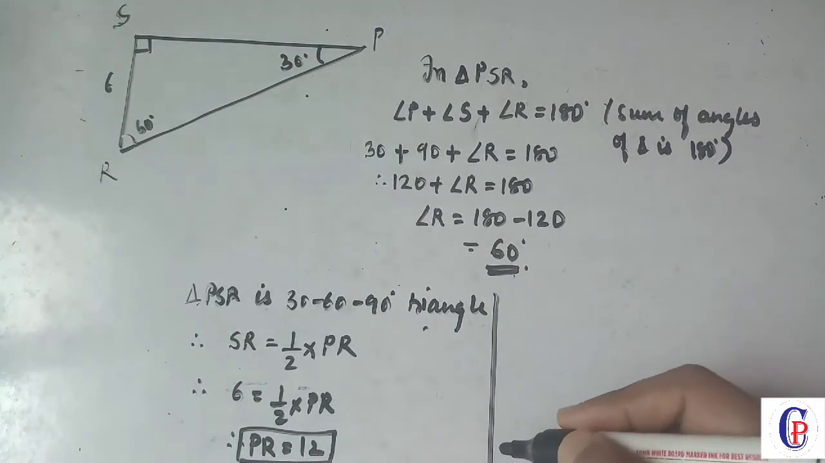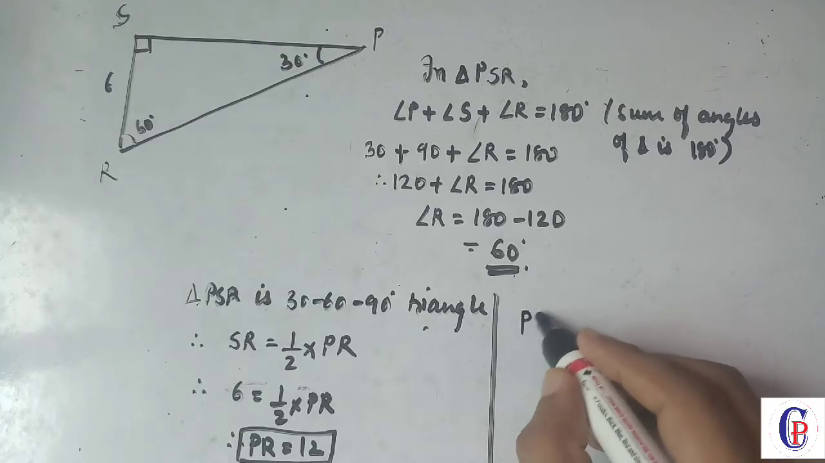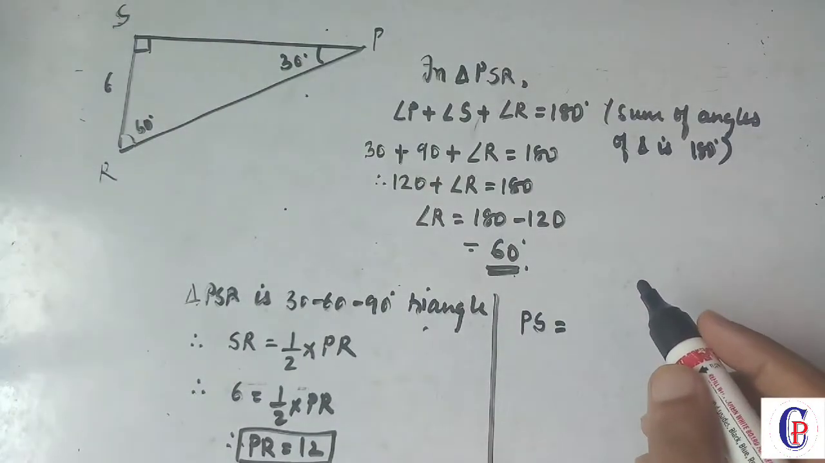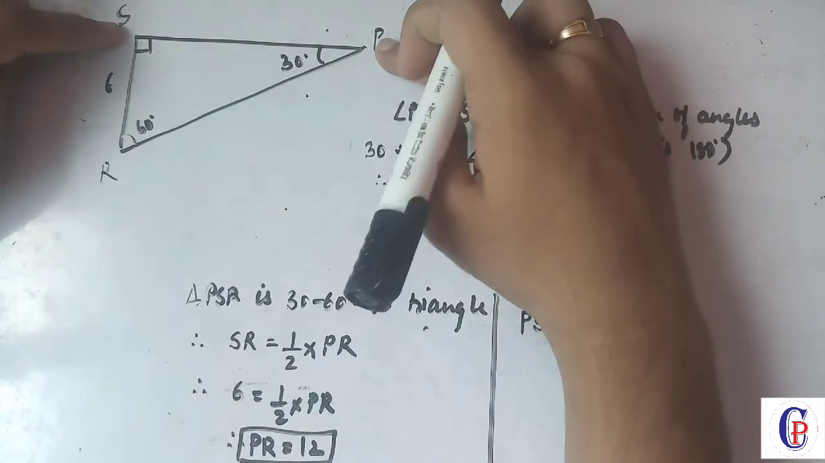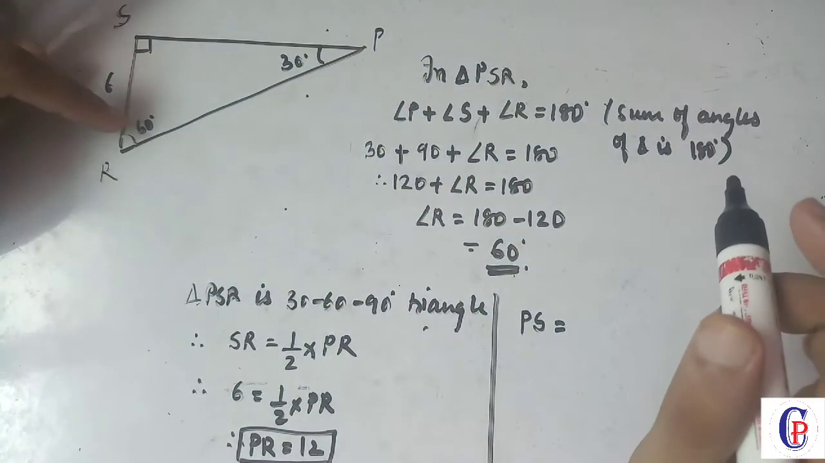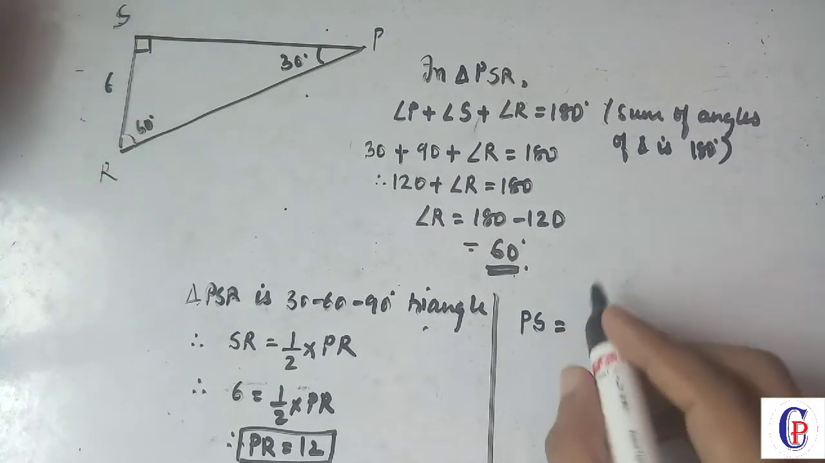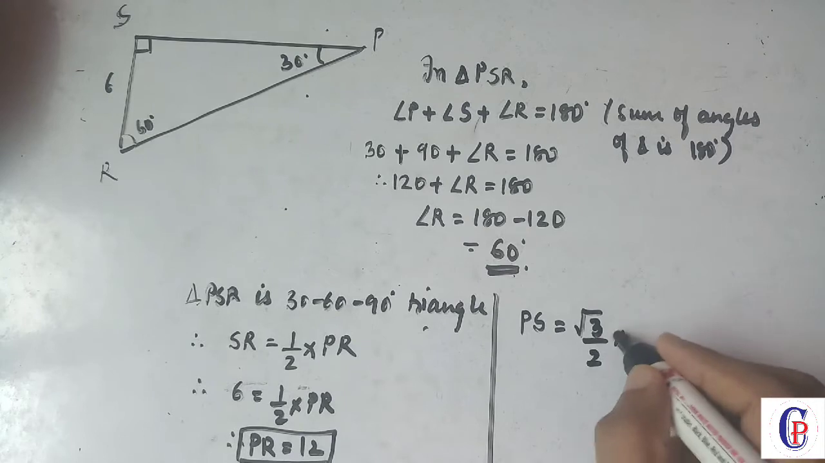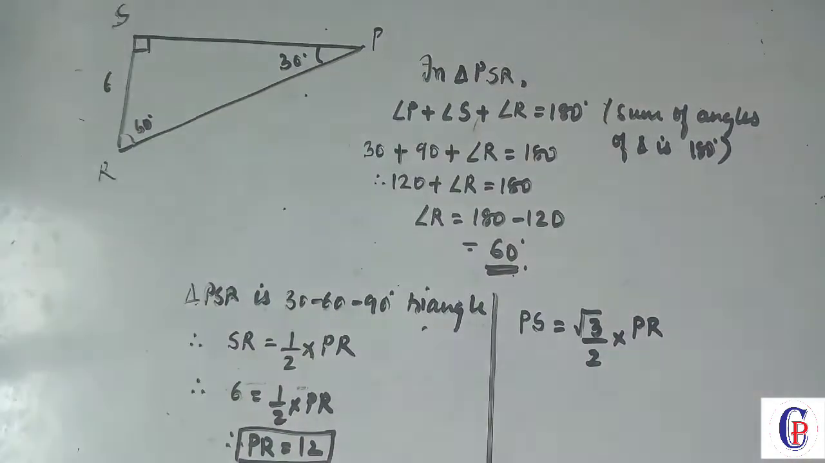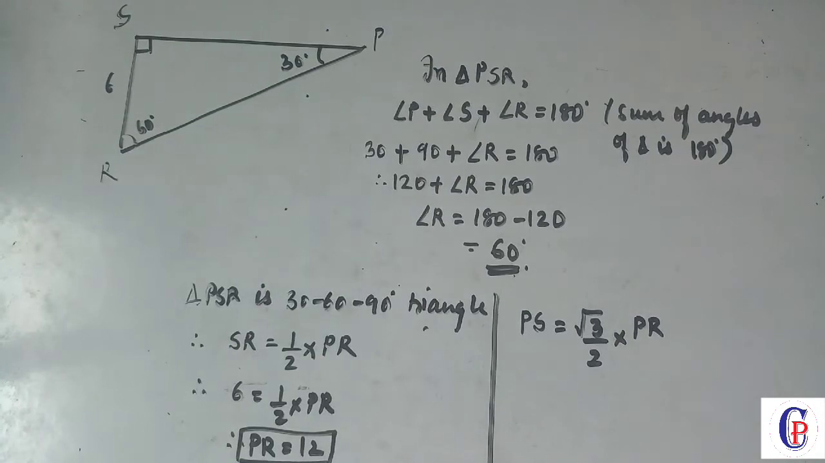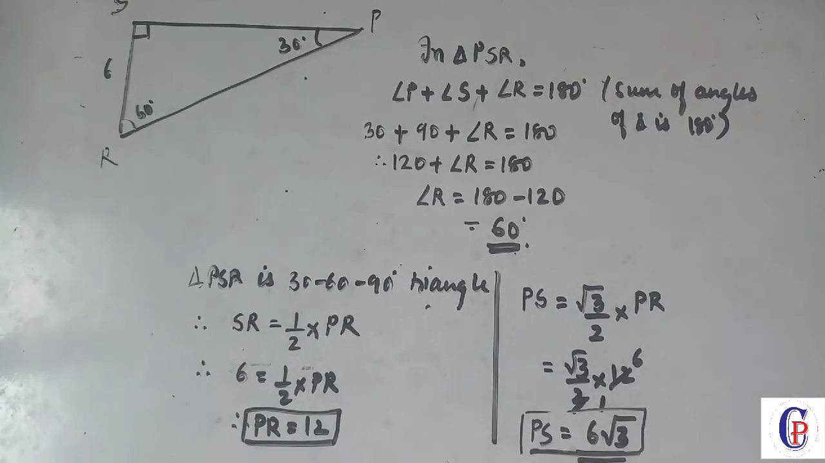Similarly, you can also say that PS is in front of which angle? 60 degree. We know that the side opposite to 60 degree, that is PS, is always root 3 upon 2 times the hypotenuse. Now to find PS, we already know the value of the hypotenuse, which is 12. So root 3 upon 2 into 12, 2 sixes are 12, so 6 root 3. I hope it is clear.